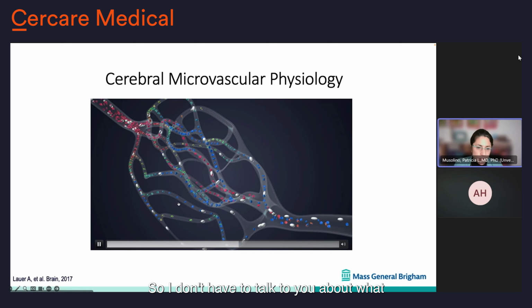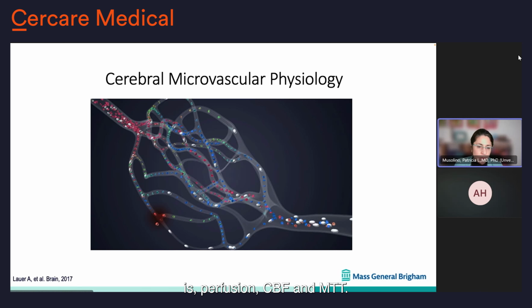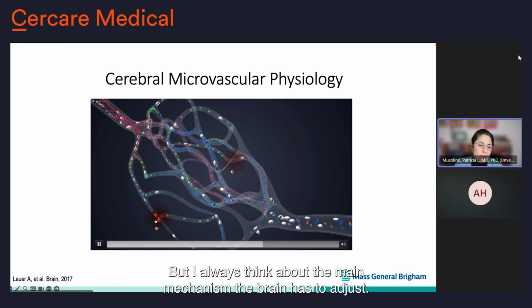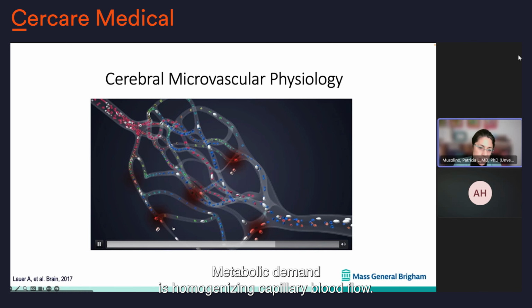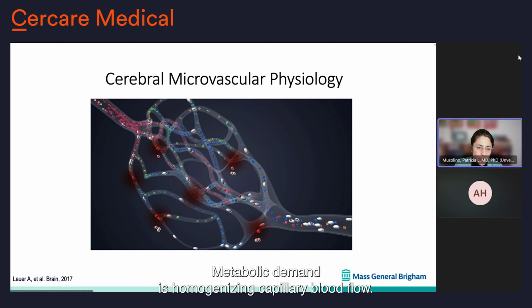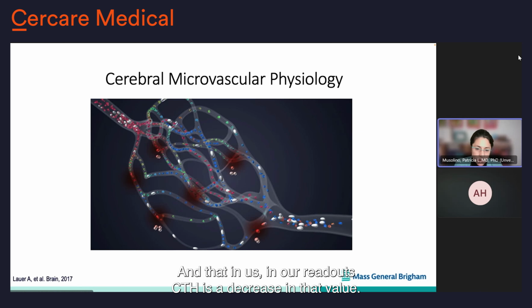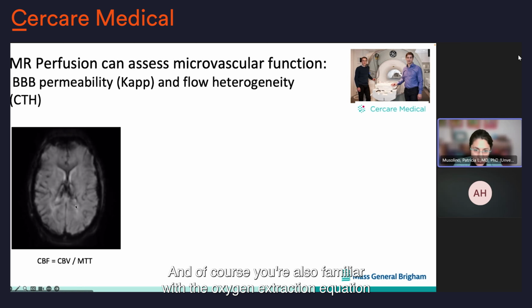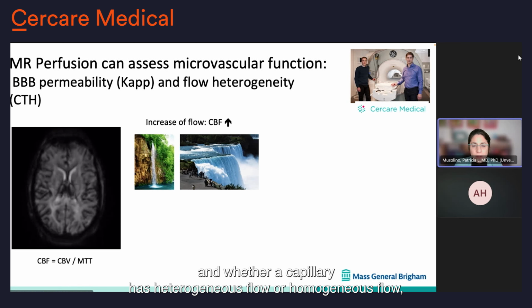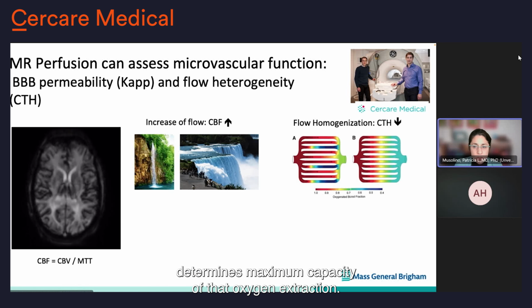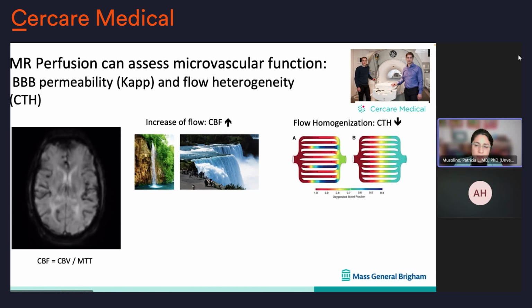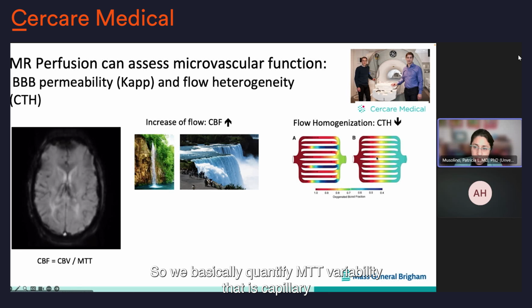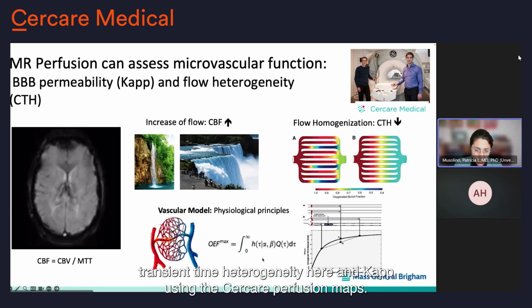So I don't have to talk to you about what perfusion, CBF, and MTT are, but I always think that the main mechanism the brain has to adjust to metabolic demand is homogenizing capillary blood flow. And in our readouts, CTH is a decrease in that value. And of course, you're also familiar with the oxygen extraction equation, and whether a capillary has heterogeneous flow or homogeneous flow determines the maximum capacity of that oxygen extraction. So we basically quantify MTT variability, that is, capillary transit time heterogeneity, here, and K-app using the Cercare perfusion maps.